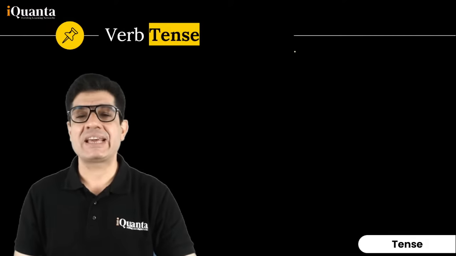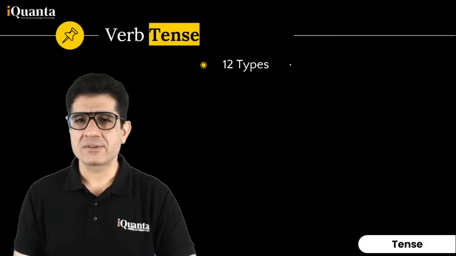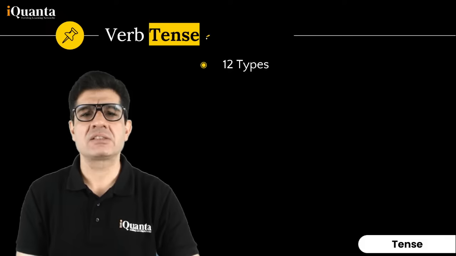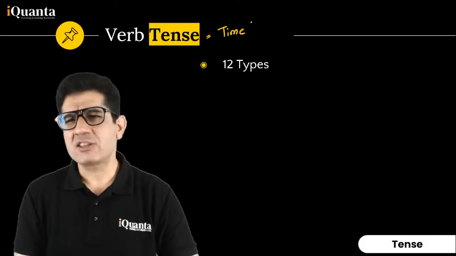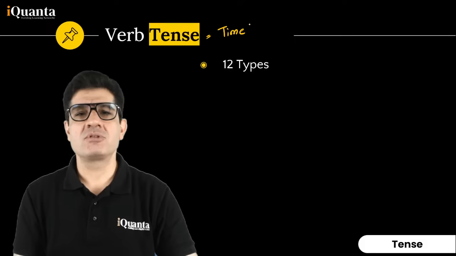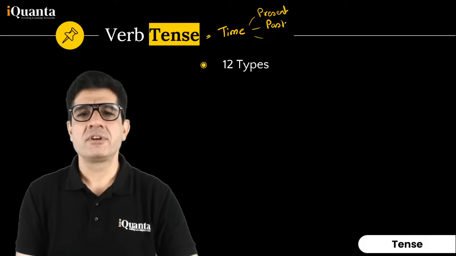So when we talk about tenses, you know that there are 12 types of tenses, right? So what 12 types? So basically tense means time. But when it comes to grammar, we say time is of 3 types. You have present, you have past, and you have future.